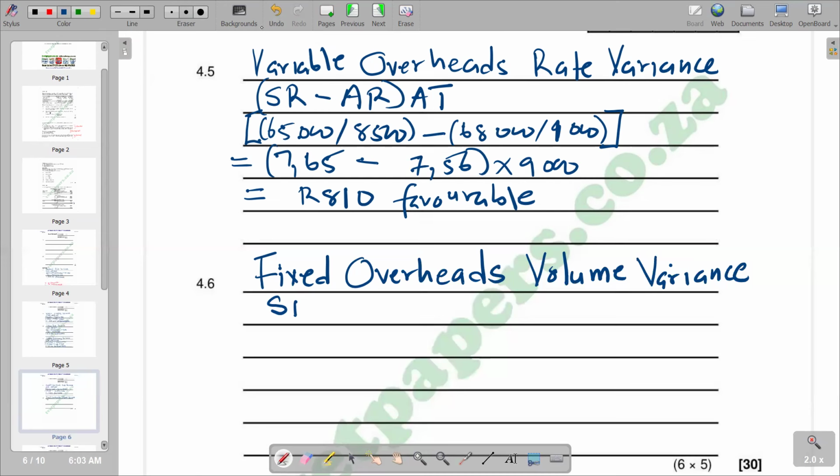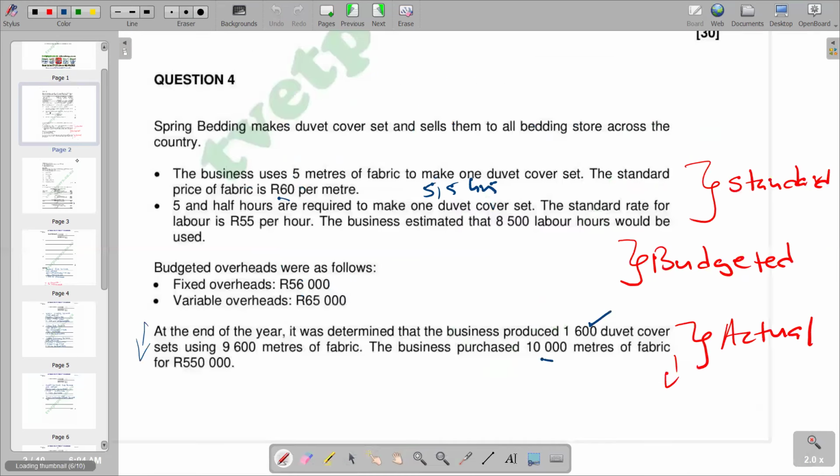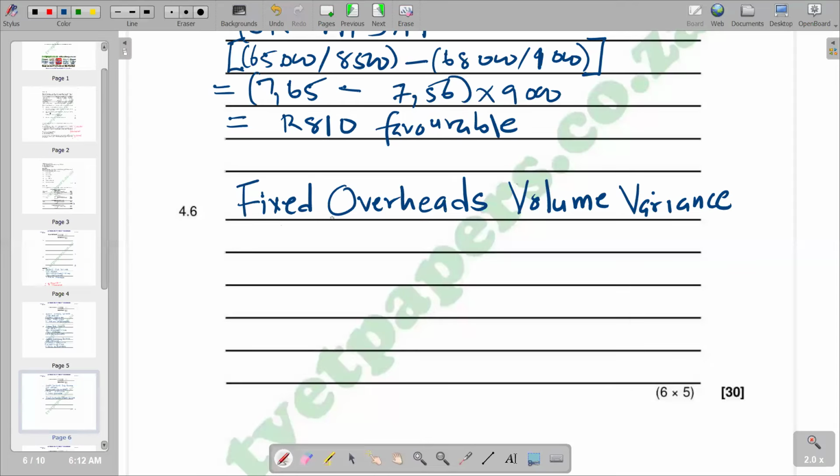Fixed overheads volume variance. We can use the figures that we are given. The formula that we are going to apply is budgeted fixed overheads, and then we subtract actual fixed overheads.